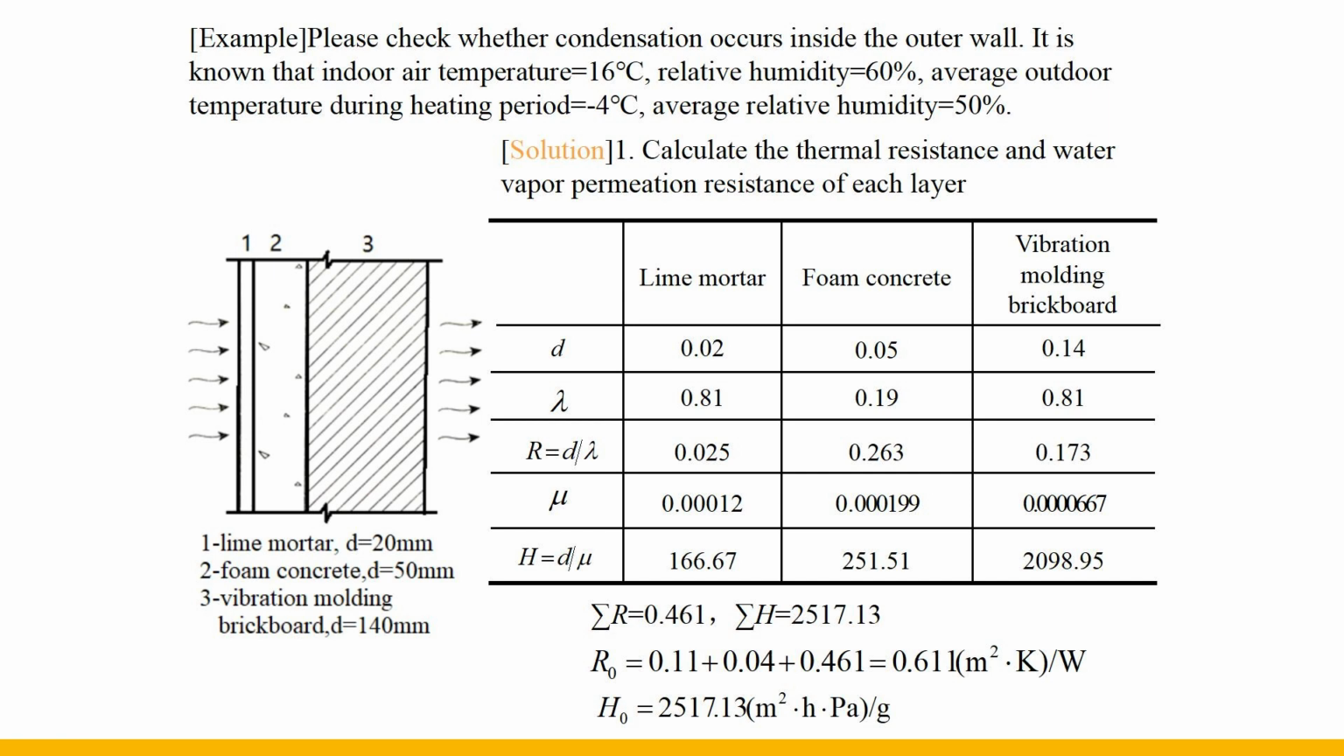As can be seen from the picture, this is a three-layer outer wall. The directions from indoor to outdoor are light mortar, foam concrete, and vibrating molding brick board, with thicknesses of 20, 50, and 140 mm respectively. The direction of the heat flow in winter has been marked there as 1, 2, 3.